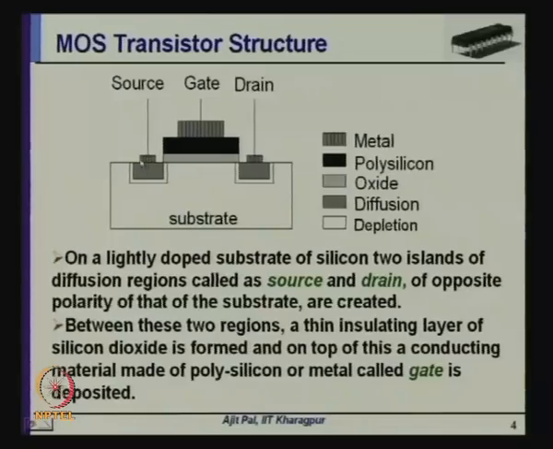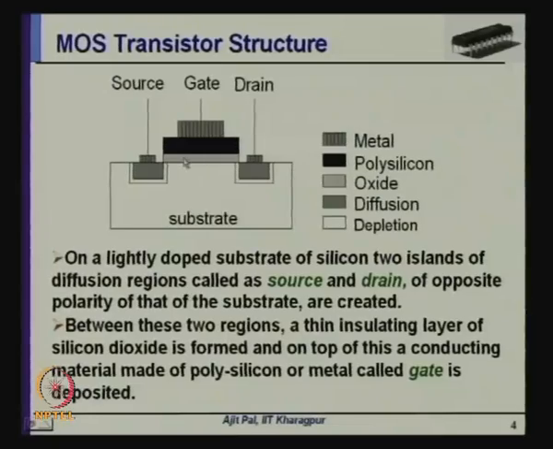And of course, for taking interconnection, you can see a metal layer has been deposited for interconnecting to other parts of the circuit. Then between these two islands, source and drain, a thin insulating layer of silicon dioxide is formed. You can see this is the thin layer of silicon dioxide, which is also known as thinox.